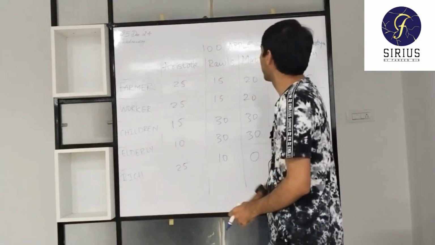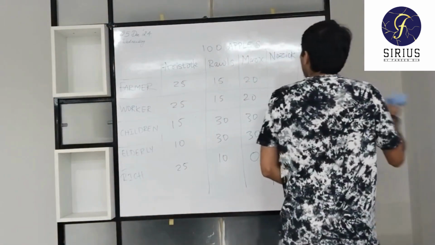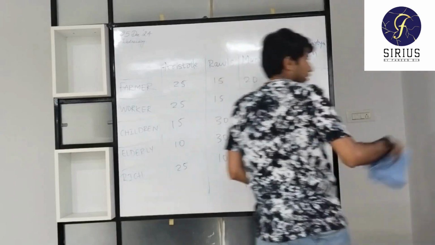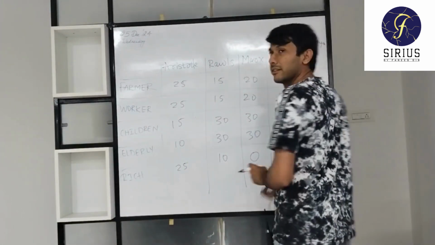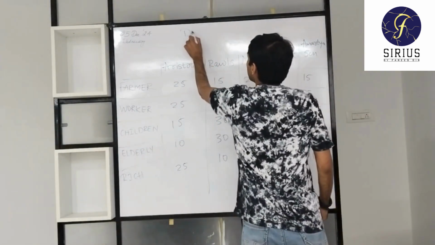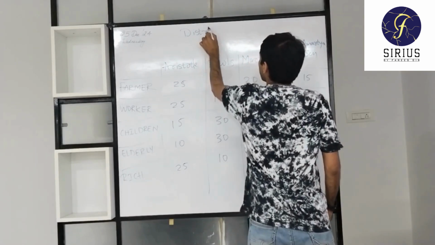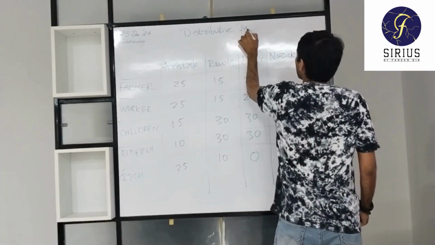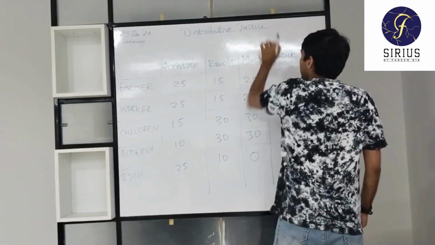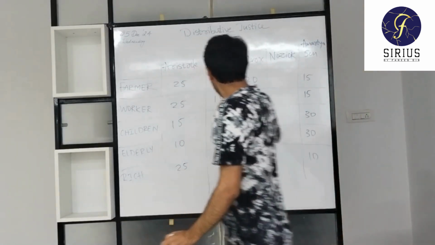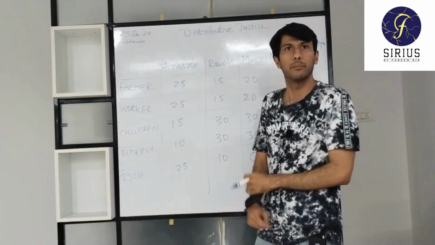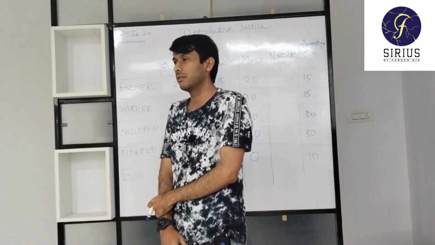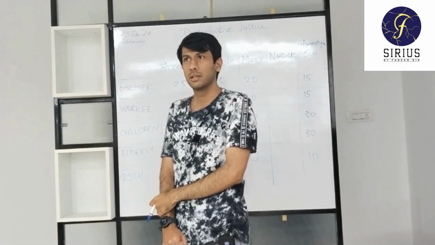Now, what exactly were we doing so far with this table and everything? We are talking about distributive justice, the ethical principle of distributive justice, and how various philosophers think about this distributive justice in their own terms. This is nothing but distributive justice.